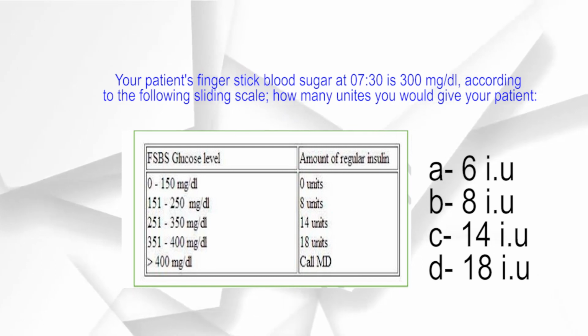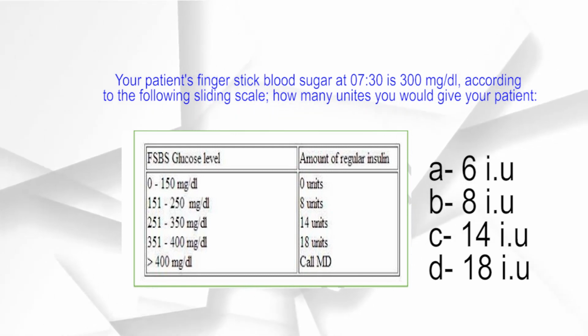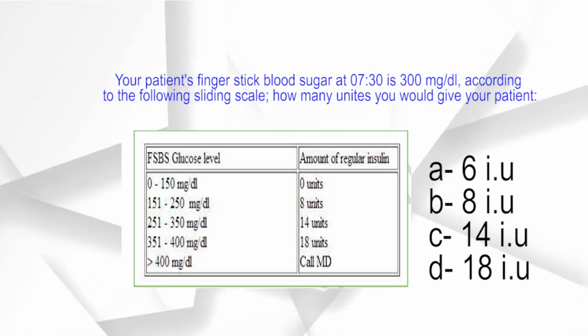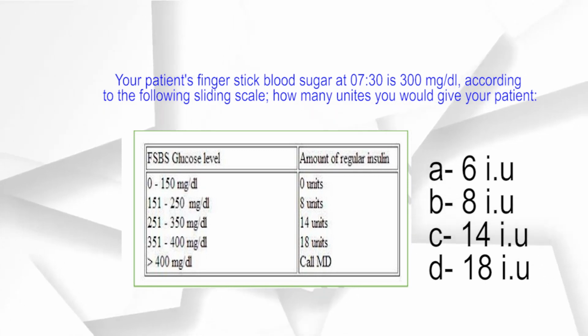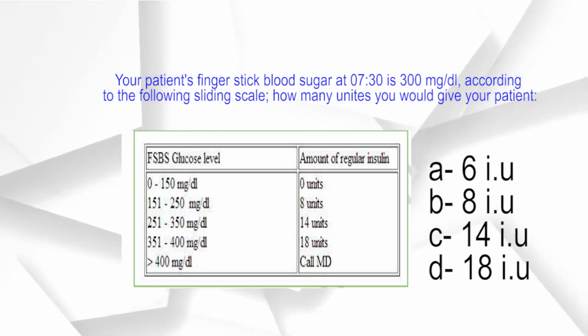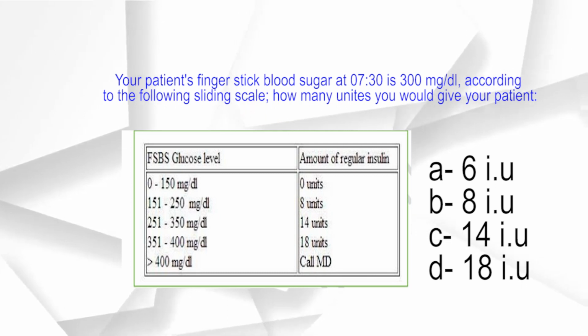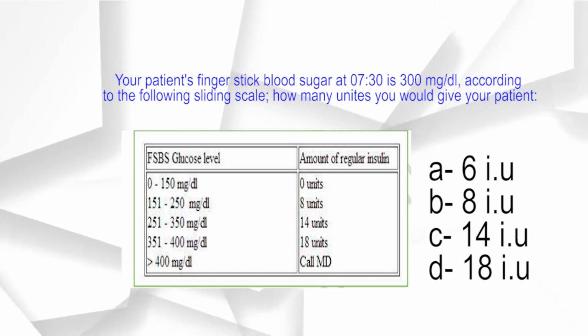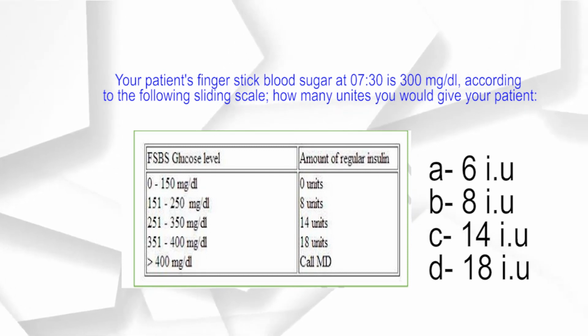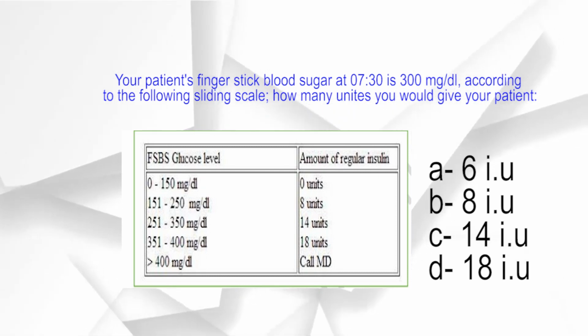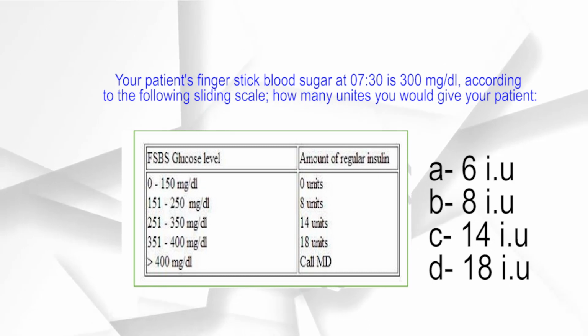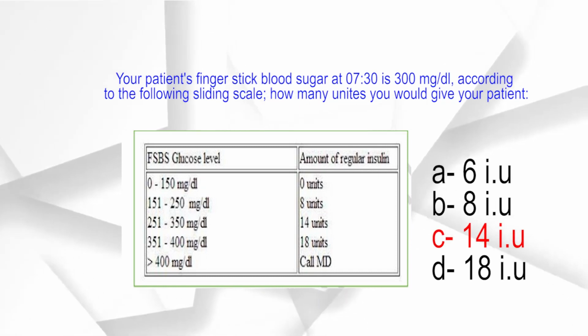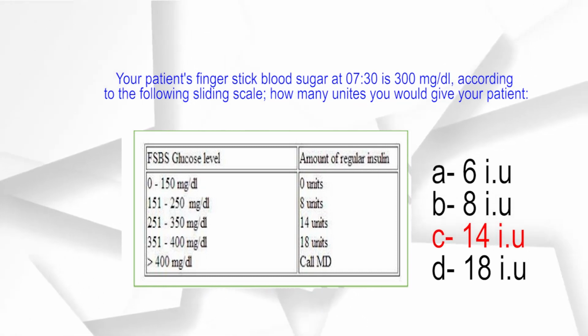Guys, here our next question. Your patient's finger stick blood sugar at 7:30 is 300 mg per deciliter. According to the following sliding scale, how many units you would give your patient? Answer. The options are A 6 IU, B 8 IU, C 14 IU, D 18 IU. And the correct answer is option C 14 IU.